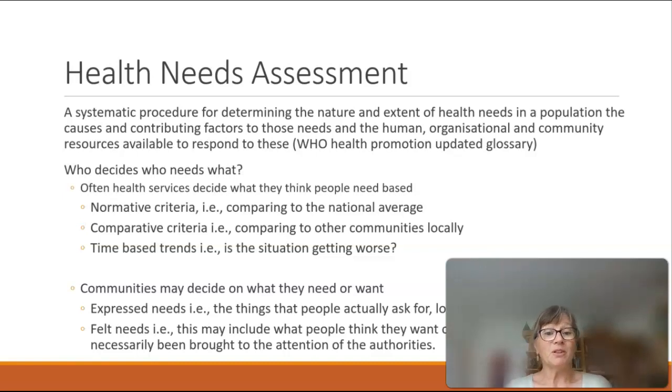So you might look at a population and think, actually, their health is much, much worse than the average. You might compare them to another local community. When we were looking at wider determinants of health, I mentioned Glasgow, where different areas have up to a 30-year difference in life expectancy. So clearly our needs are greater in one area than another. Why is that? Let's have a look and see what's going on. Or you might notice that in a particular community a situation is getting worse. There's more evidence of ill health. People are dying younger.